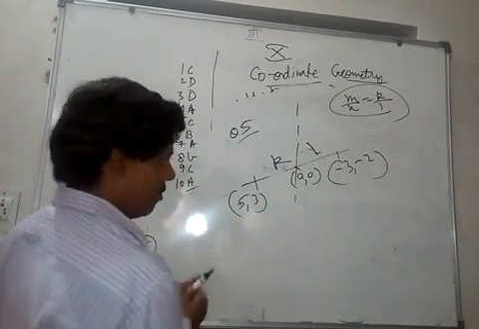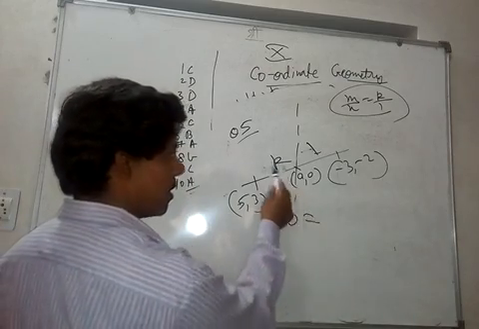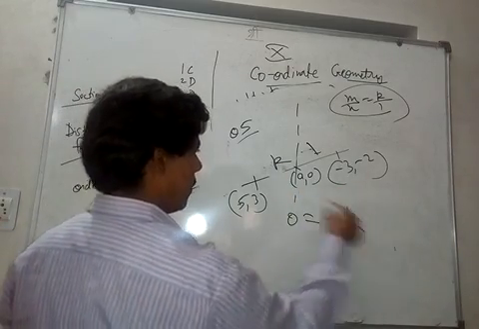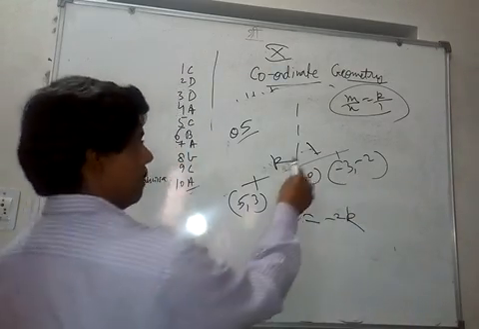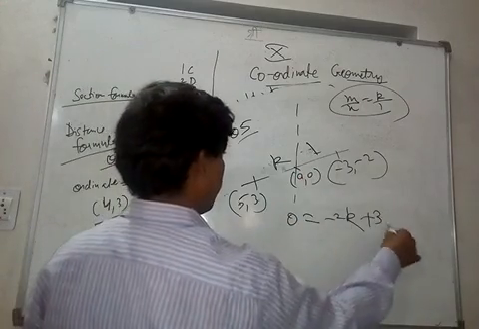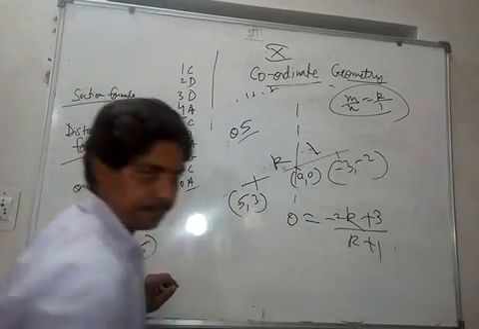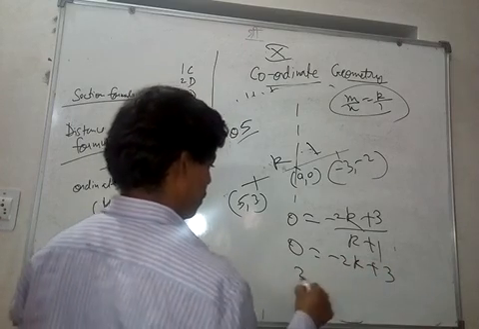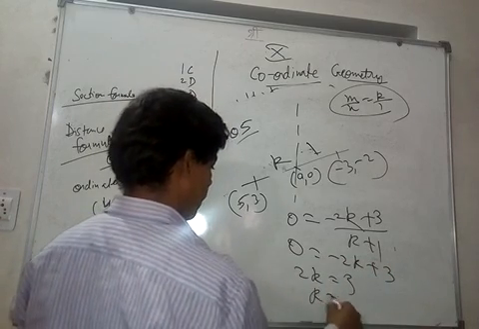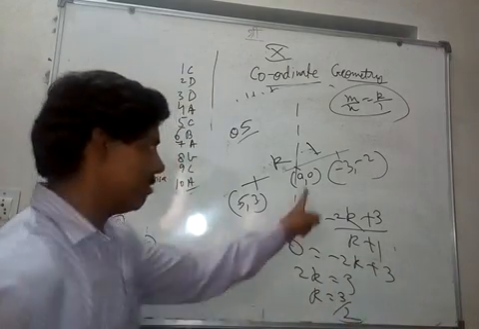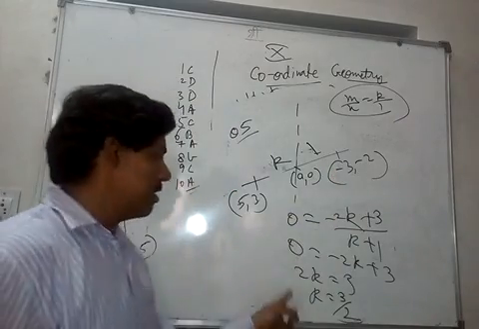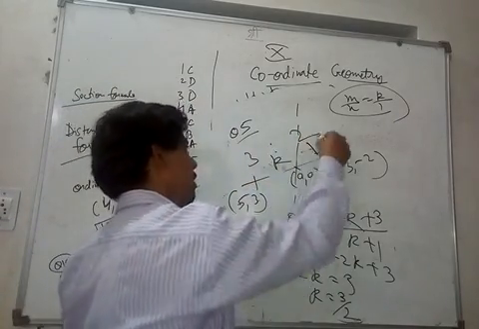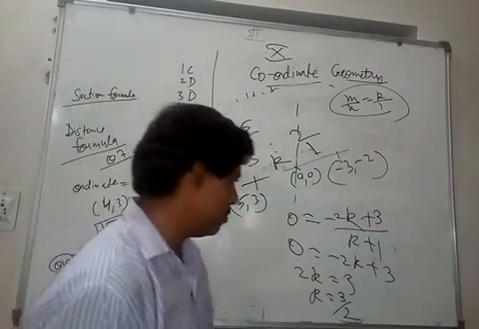Wait. Look, the y coordinate is 0, so we write k into -2, plus 1 into 3, upon k + 1. Now it is correct. So this is 0, -2k + 3. So 2k is equal to 3. So k is equal to 3 by 2, because we have to consider the y coordinate. So you get 3 is to 2 as the answer. So for the y coordinate the answer is 3 is to 2.